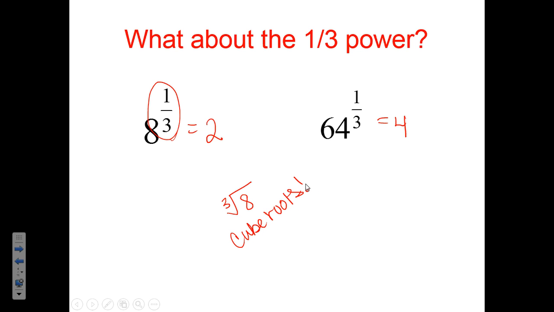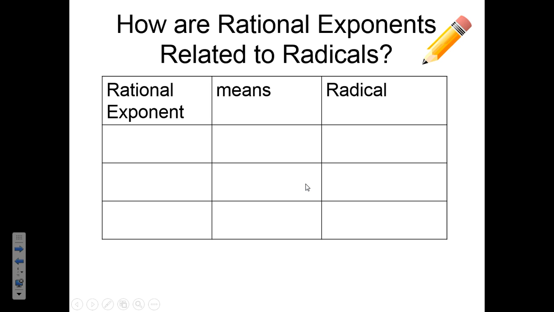So how are rational exponents related to radicals? I'll take a minute to write down this little table. You need the rational exponent, what it means, and then the radical that goes along with it. So if I were talking about x to the 1/2, my rational exponent is 1/2. That means I have a square root, and I would write that as the square root of x. Now remember, back in the second slide, I was talking to you about that index. Now if it's a square root, that 2 doesn't have to be there.